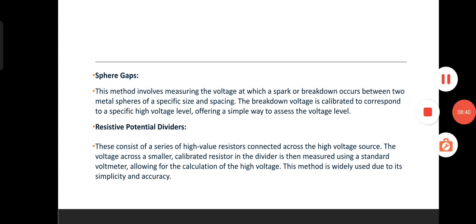These consist of a series of high value resistors connected across the high voltage source. The voltage across a smaller calibrated resistor in the divider is then measured using a standard voltmeter, allowing for a calculation of the high voltage. This method is widely used due to its simplicity and accuracy.